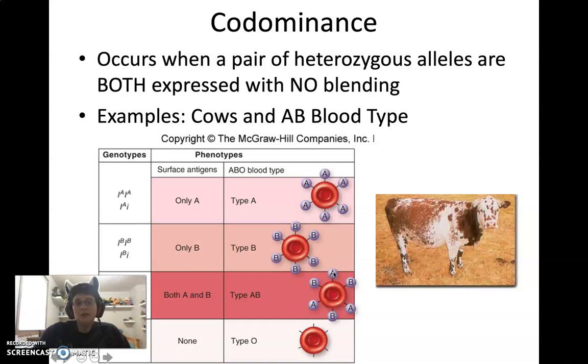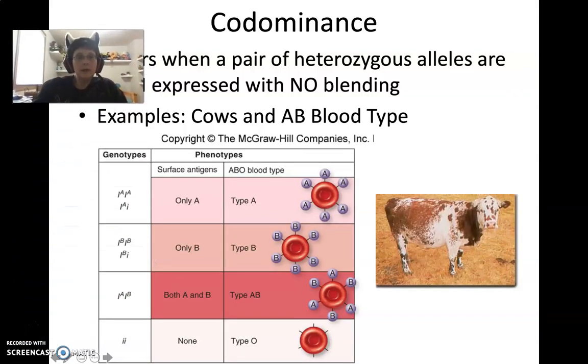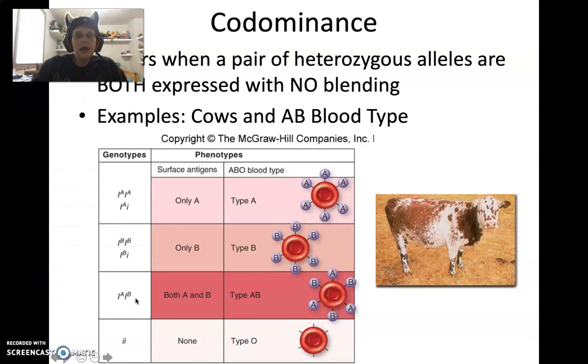The codominance comes in when you get the A allele and the B allele. When you inherit those, you get codominance. You get both A flags and B flags on those red blood cells. So that's where the codominance part comes in for the AB blood type.